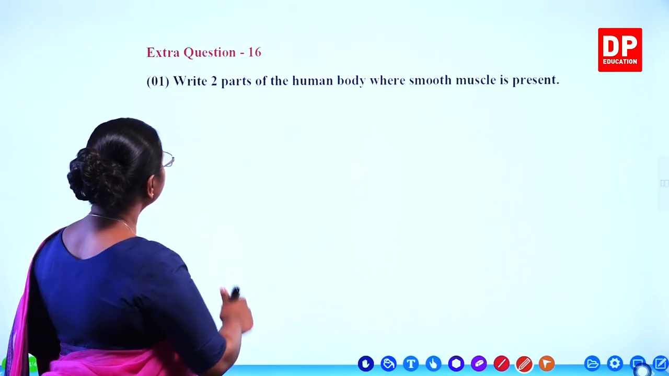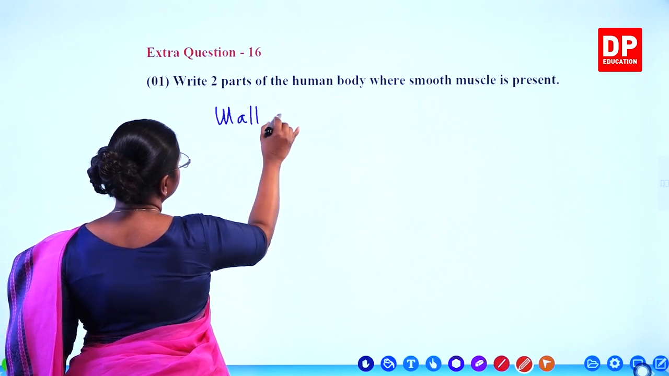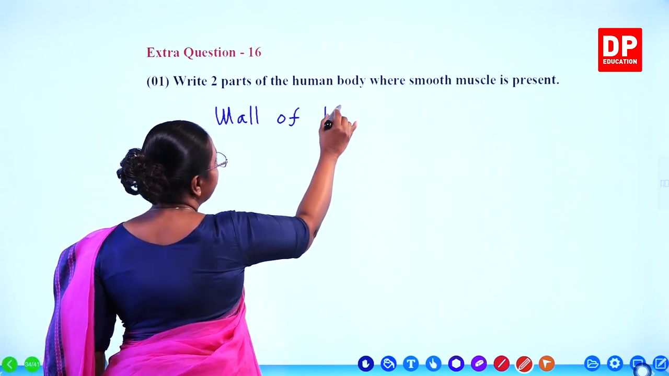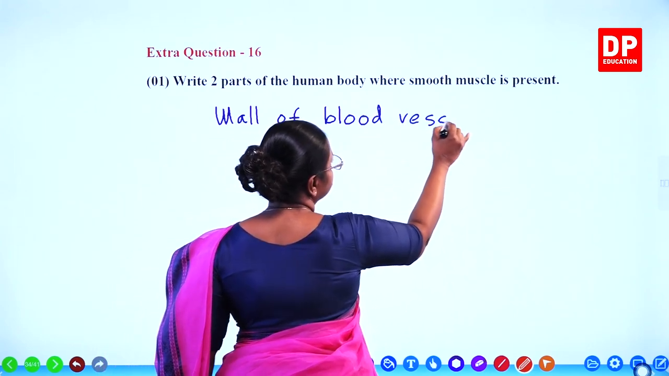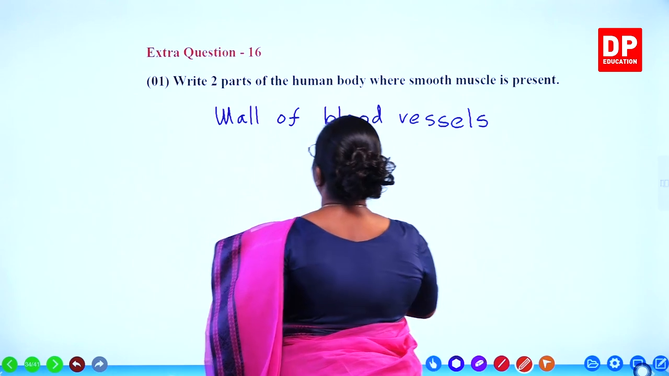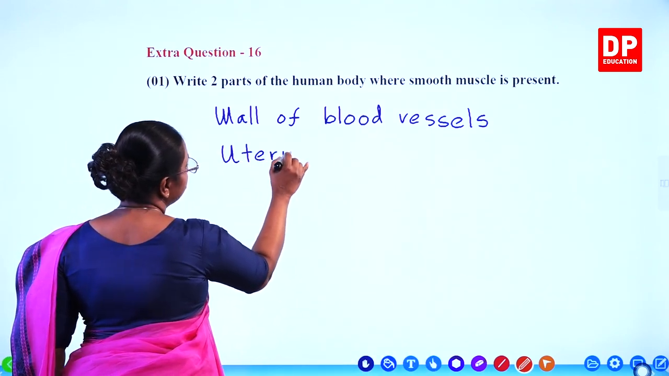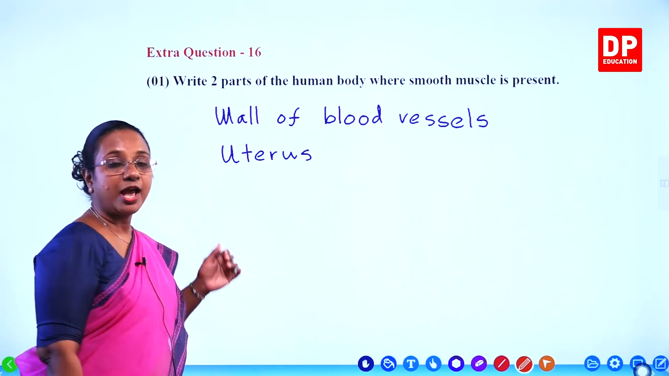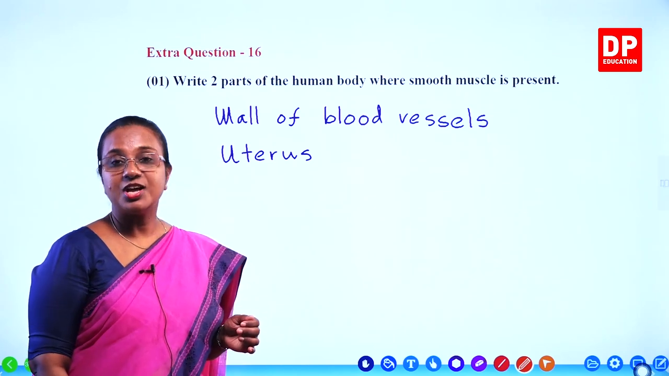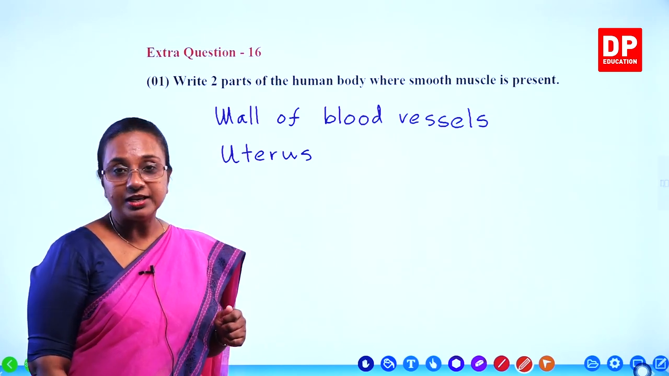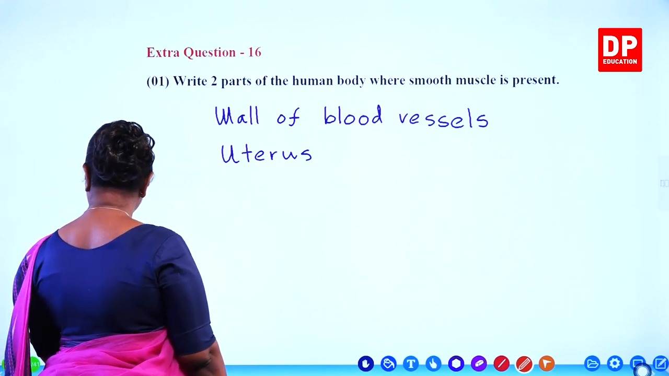I will write the answers as wall of blood vessels. And also I will write the answer as uterus. You can also write the answer as wall of digestive tract or the urinary bladder. We will move on to the next question.